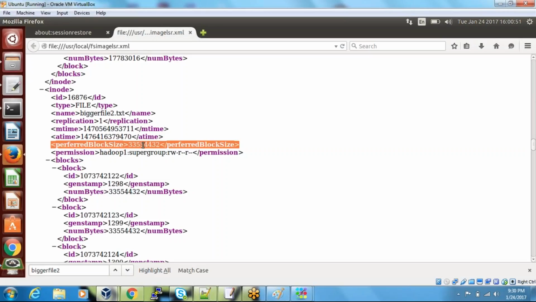If you want to change the block size for this specific file, first of all, you cannot load the same file in the same location. It will tell you that the file already exists in the same location, and I cannot write in that.